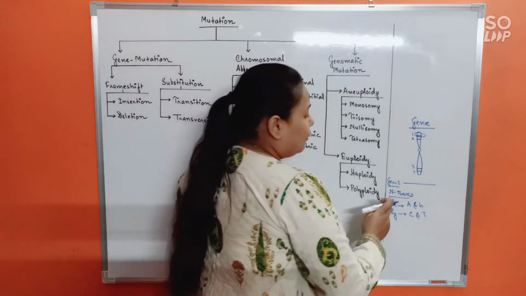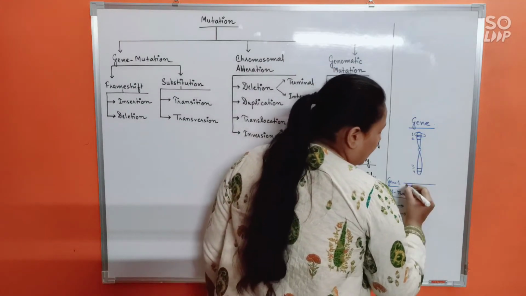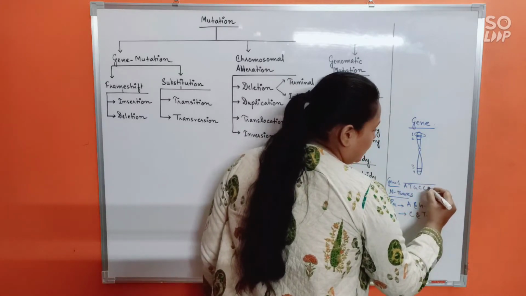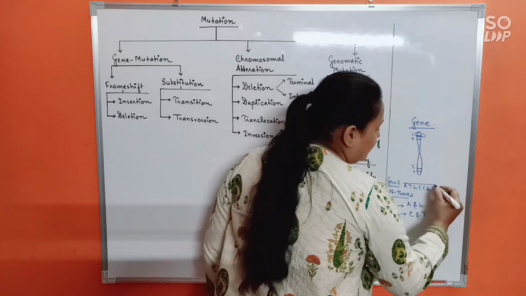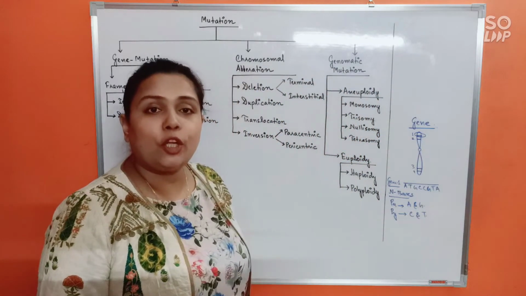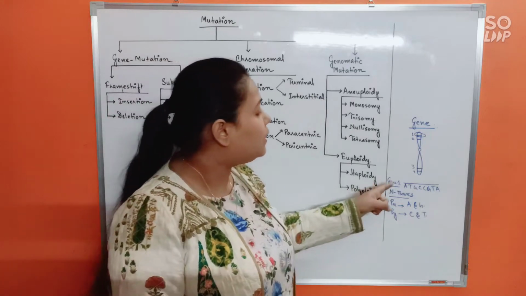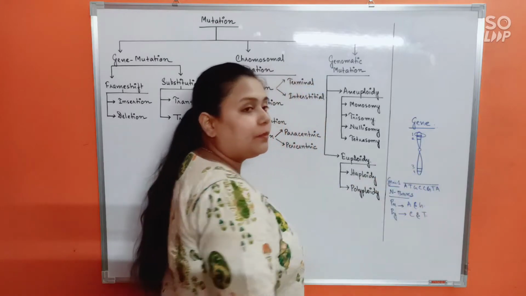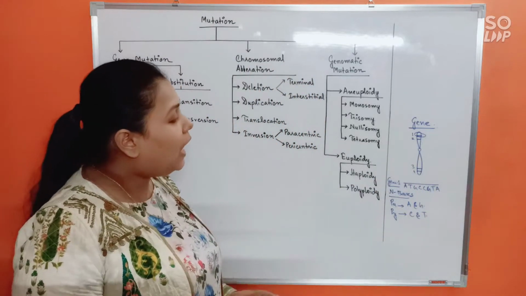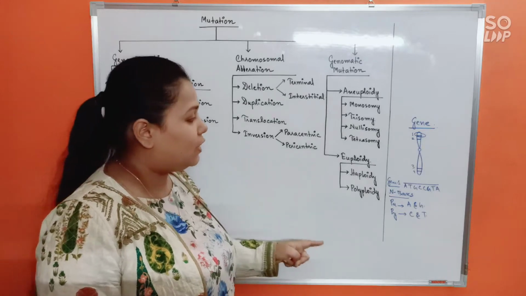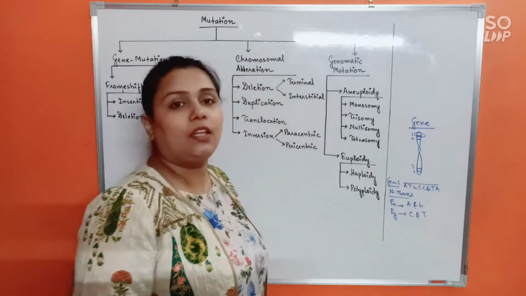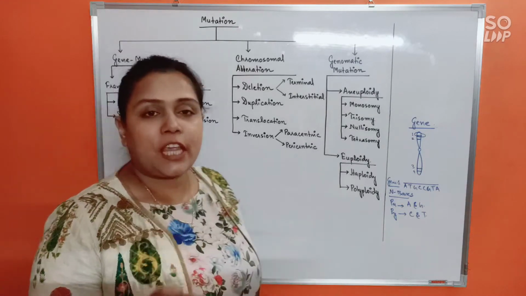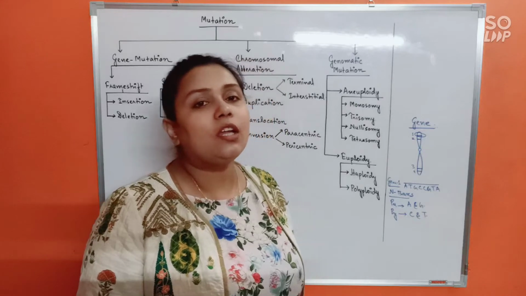Say for gene 1, the sequence is like this: A, T, G, C, C, G, T, A. This is the sequence of nitrogenous bases present in gene 1. Understood? The sequence is A, T, G, C, C, G, T, A. Now, if some kind of change occurs in this gene, we will call it gene mutation. Understood? Any kind of change occurring in the gene is called gene mutation.